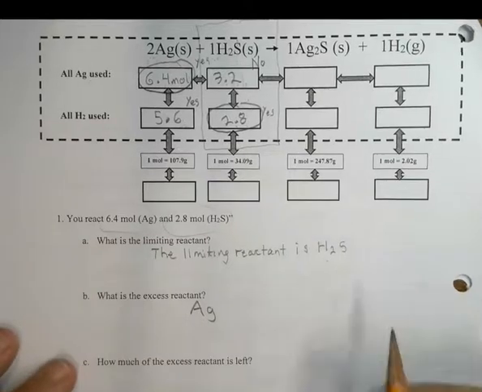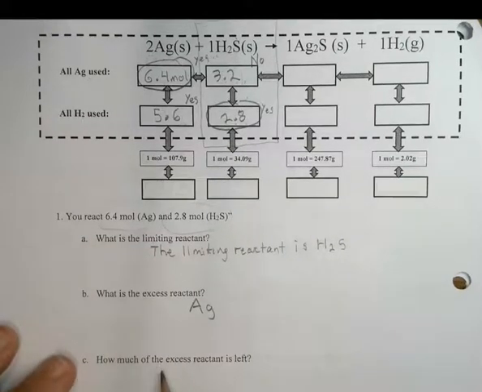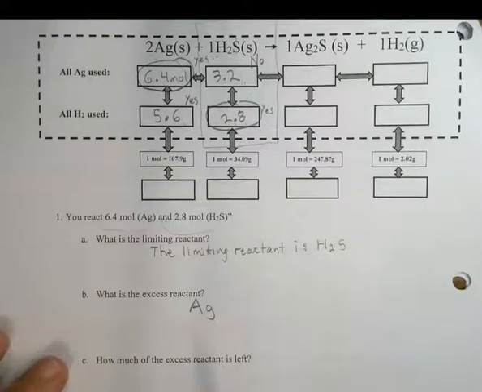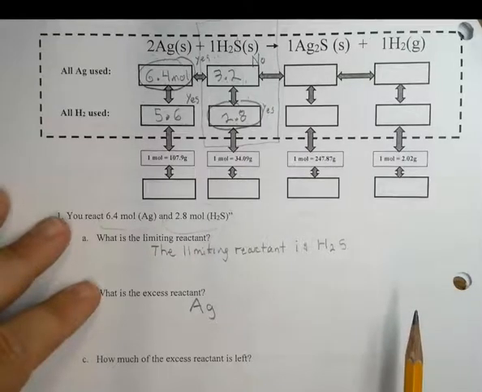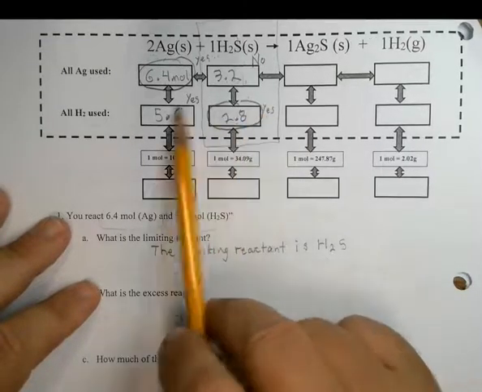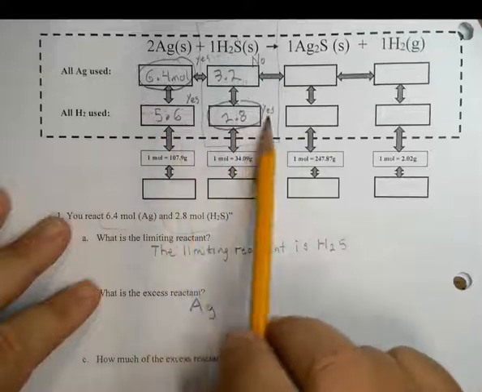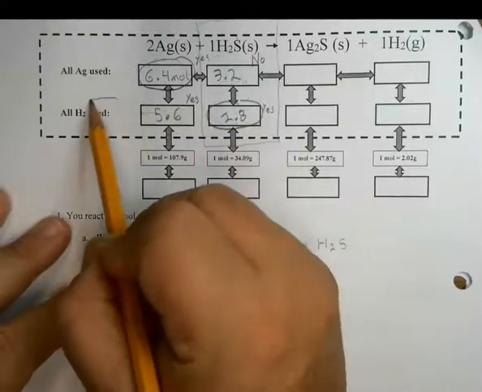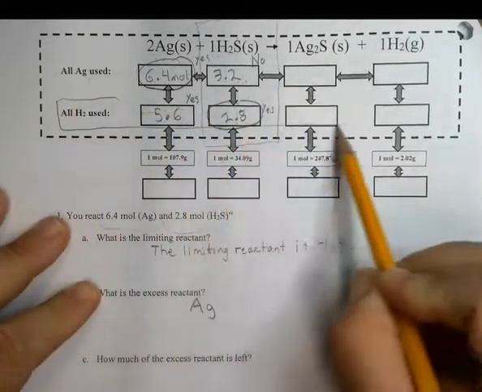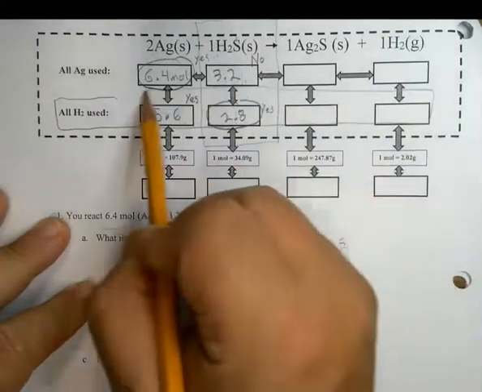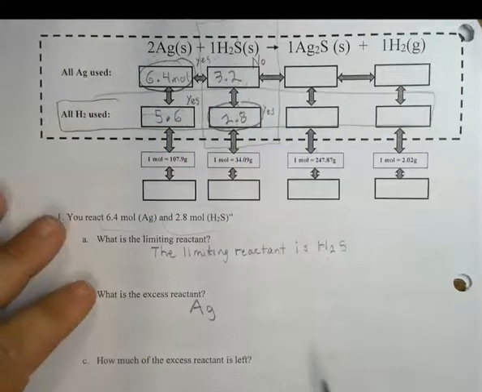Okay. Next question, how much of the excess reactant is left? So first of all, let's identify which reaction is going to work. It's the one in the row. Is it this one or this one? It's the one in the row that has the 2 yeses. So it's the bottom reaction. So I'm just going to put a box around that. That's the reaction that we can actually get to take place.